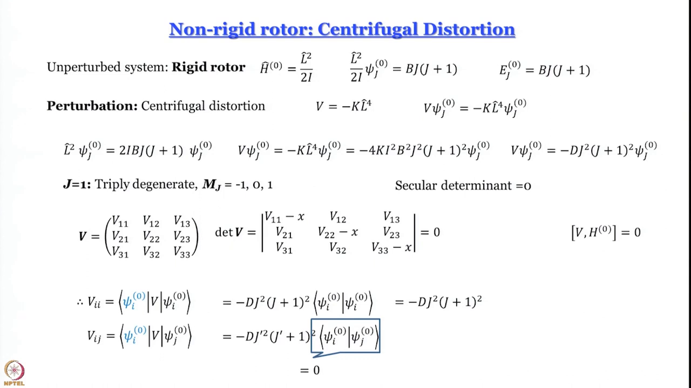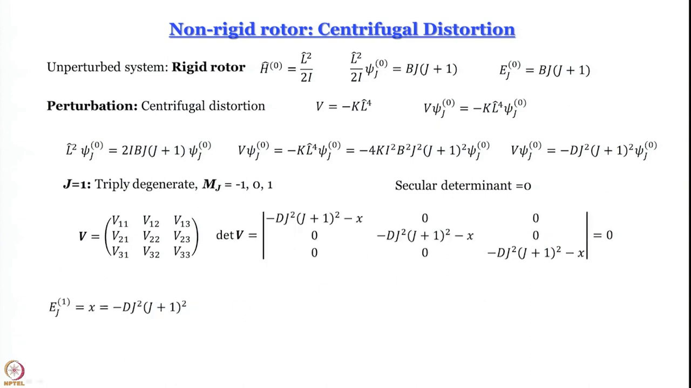Now, when I say i and j, what do I mean? It is very clear what I mean by Vii. What do I mean when I say i and j? Well, not so difficult also, I mean that we are talking about two different degenerate wave functions. Okay. So, that is equal to 0.